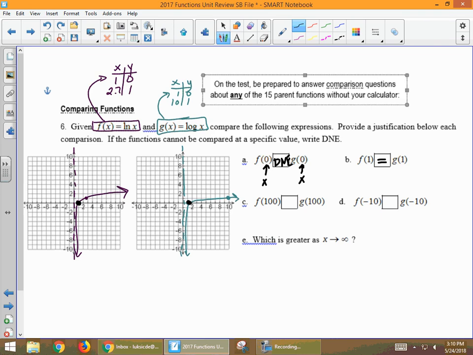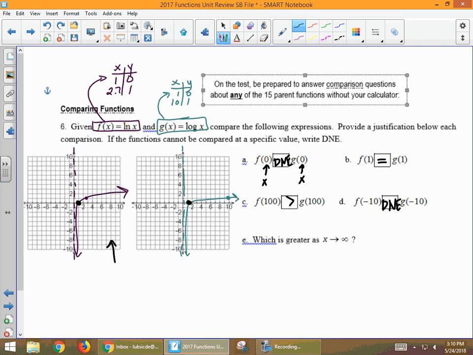And now this is about when our numbers are really big and when our numbers are small. F of 100 and g of 100, you could look at a calculator table if you were allowed a calculator. But here, which one is growing faster? And the one that's growing faster is ln of x, right? Its y values are getting bigger faster. So at 100, ln of x is going to be bigger than log of x. And we don't have values. We can't take the log of a negative, so part D here does not exist.